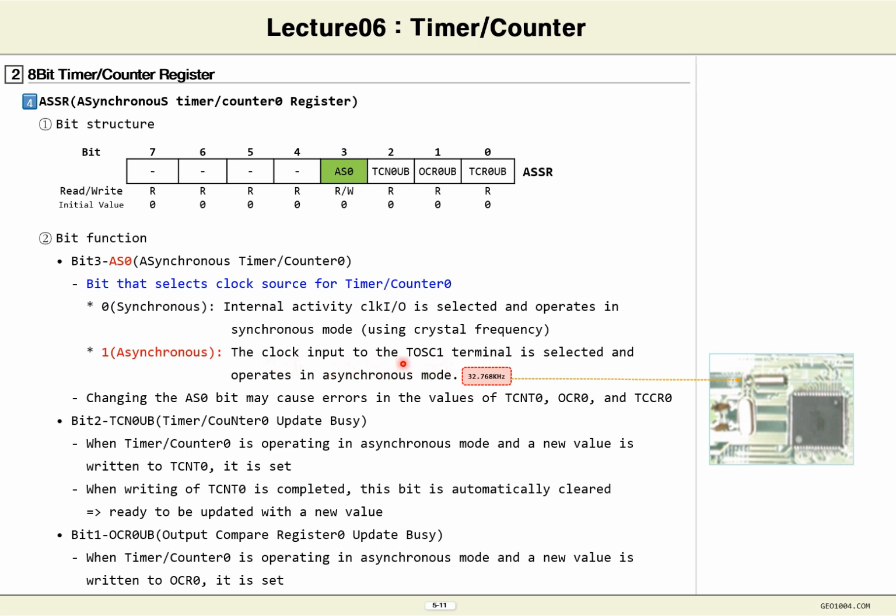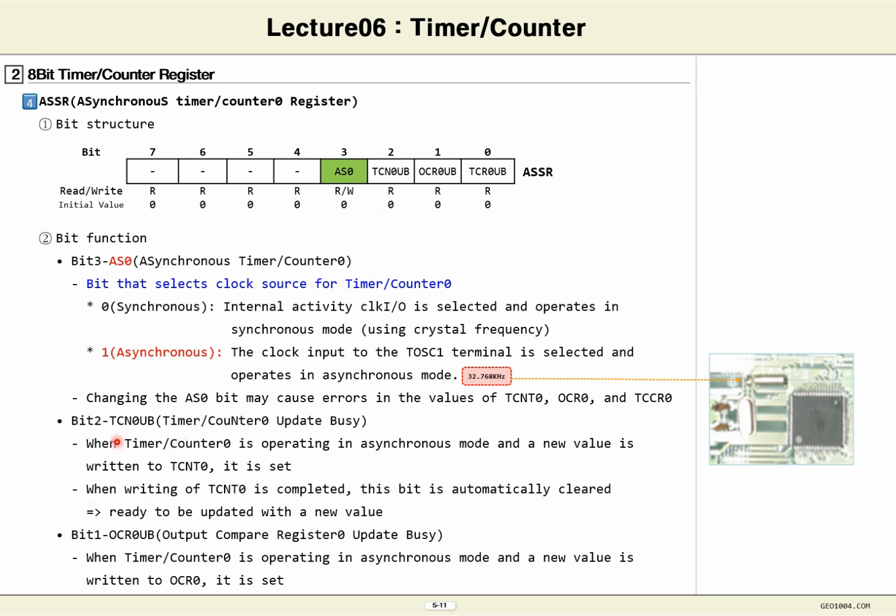As the TOSC1 terminal in asynchronous mode. In this case, it operates in asynchronous mode. And, as you can see here, the kit's 32.768 kHz is selected as the clock of the timer counter 0. You can understand it in this sense. This clock is used to create 1 second.